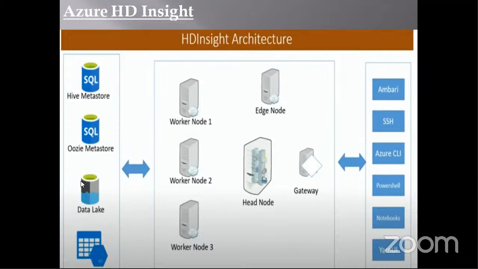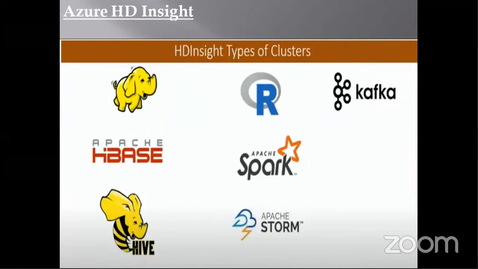You can take the data from Data Lake, from the Oozie metastore, from the Hive metastore, and process it in HDInsight. You can use Spark, Kafka, Storm, anything for processing the data in HDInsight. These are all the types of clusters. You can use HBase, Hive, and mainly Spark to process your data, while Kafka is for real time.